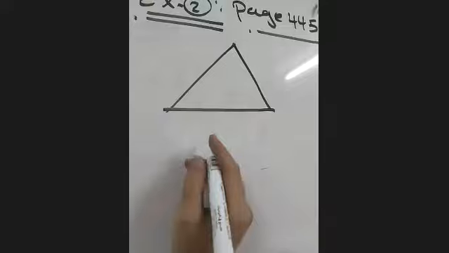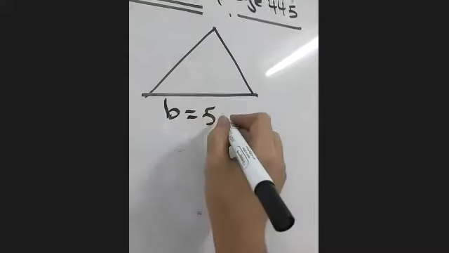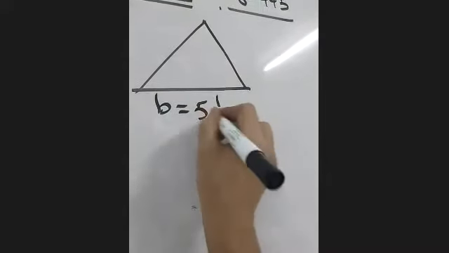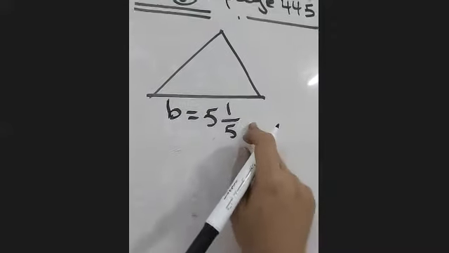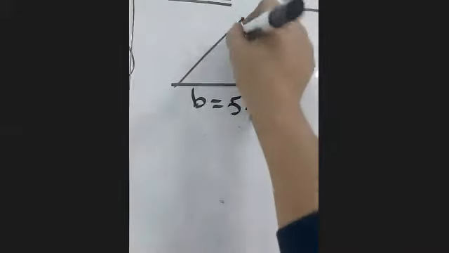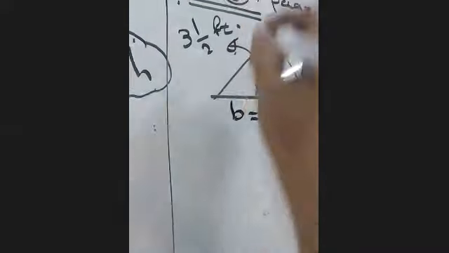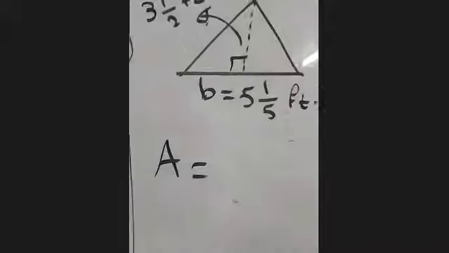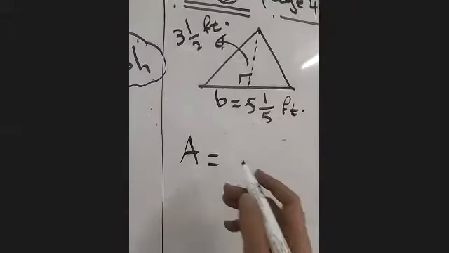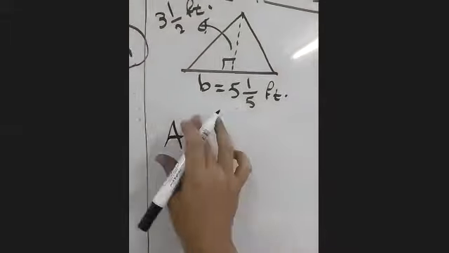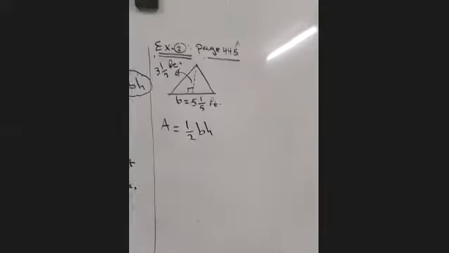How much is the base, Amr? The base is 5 and 1 over 5, like this. The unit is feet, FT. And how much is the height? 3 and 1 over 2, also feet. Now they need us to find what? The area. What's the first step, Amr? The first step, put A equal half BH. First step, always and forever, guys, we write the formula.